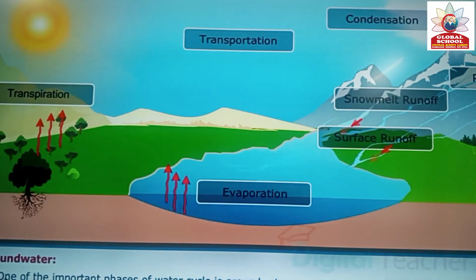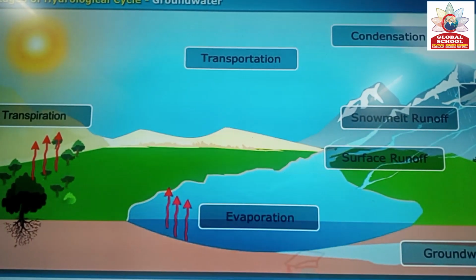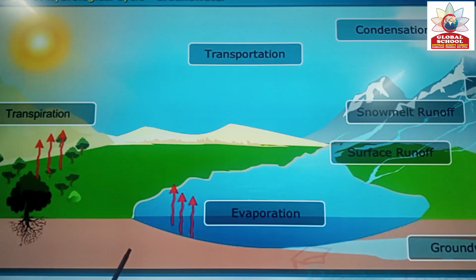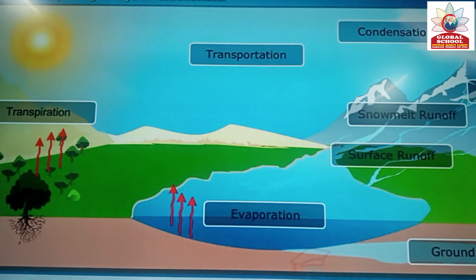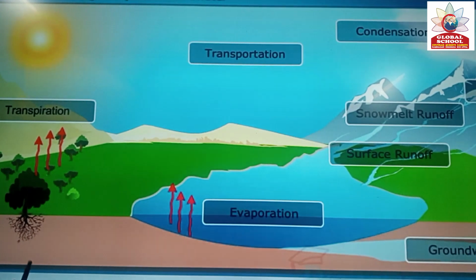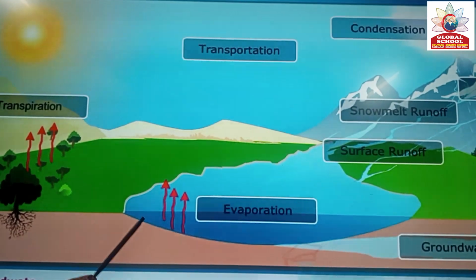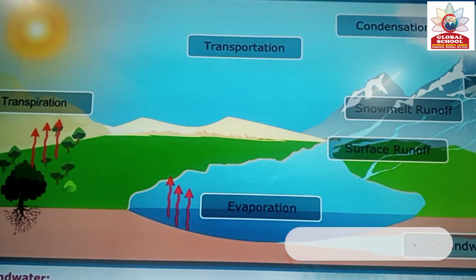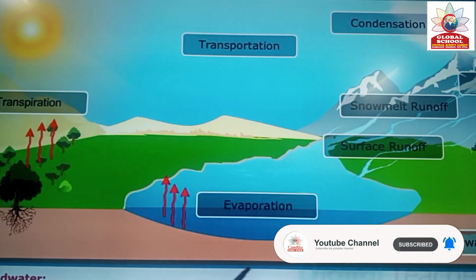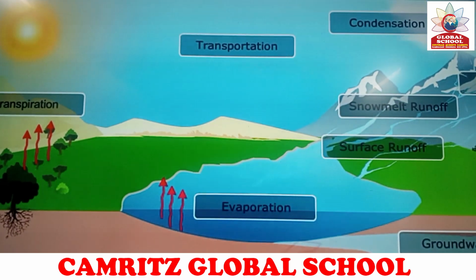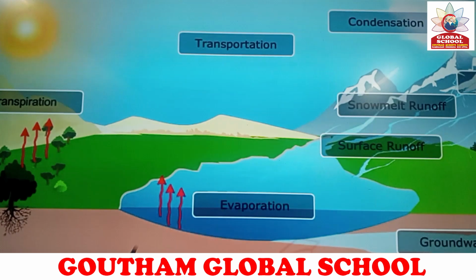Groundwater. One of the important phases of the water cycle is groundwater. Groundwater is a part of the precipitation that seeps down into the soil until it reaches rock material that is saturated with water. Underground, it is stored in the spaces between rock particles. In a few special cases, groundwater even flows upward in artesian wells. The speed at which groundwater flows is much slower than that of surface runoff.